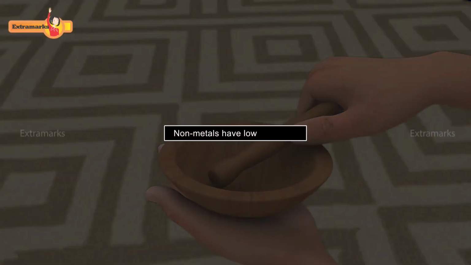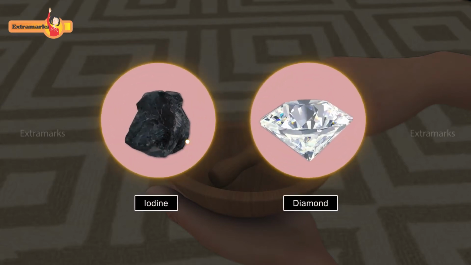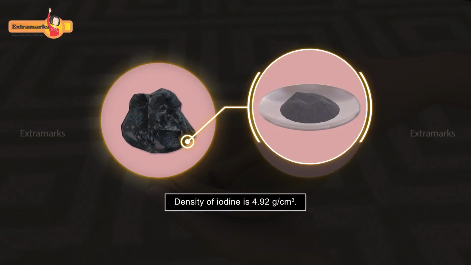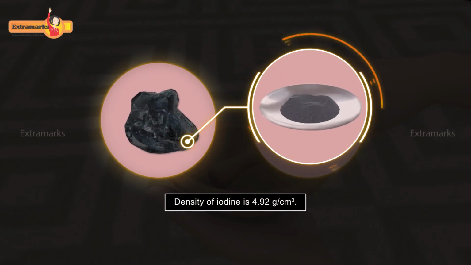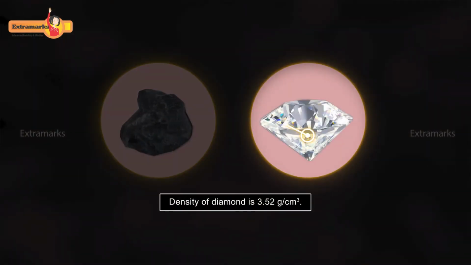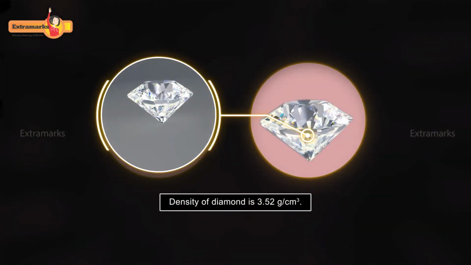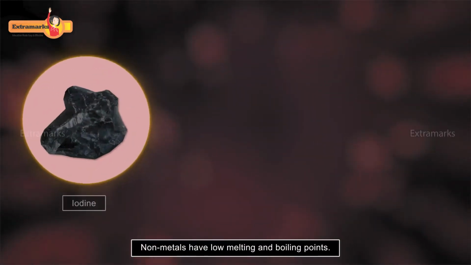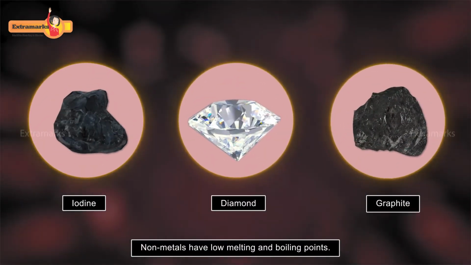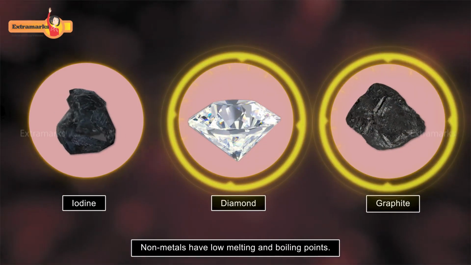Non-metals have low densities, that is, non-metals are light substances except iodine and diamond. Density of iodine is 4.92 grams per cubic centimeter, which is higher than that of many metals. Diamond also has high density, that is, 3.52 grams per cubic centimeter. Non-metals have low melting points and boiling points except diamond and graphite.